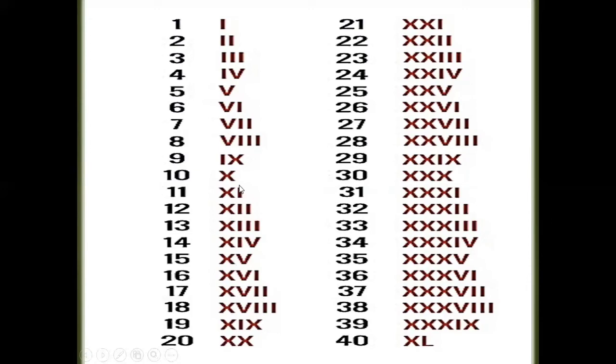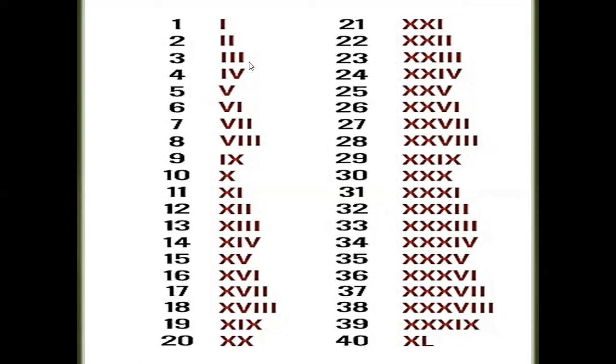Now if you see over here, 14 and 19 are following rule number 4. That is, I is coming in between two greater numbers, or the smaller one is coming between two greater numbers. So the value will be subtracted first from the right hand side and then all the values will be added. So XIV will become 14. XIX will become 19.